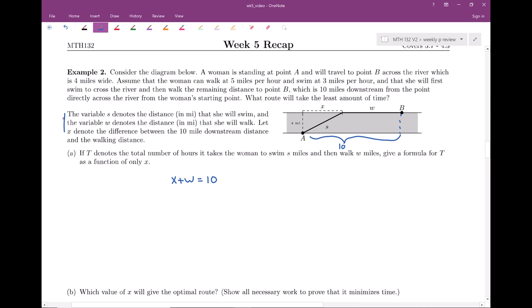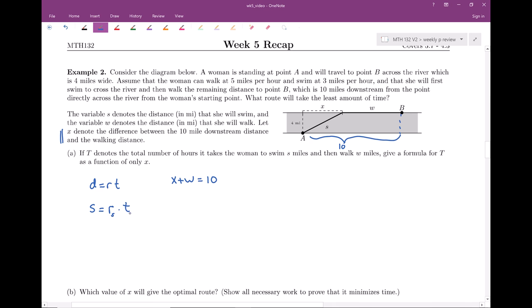And that's what this was saying right here, in the last couple lines. X denotes the difference between the 10-mile downstream distance and the walking distance, and walking distance was W. A lot of these things relate to distance equals rate times time, that maybe old physics equation. We have a swimming distance and a walking distance. The swimming distance is going to equal her swimming rate times her swimming time.